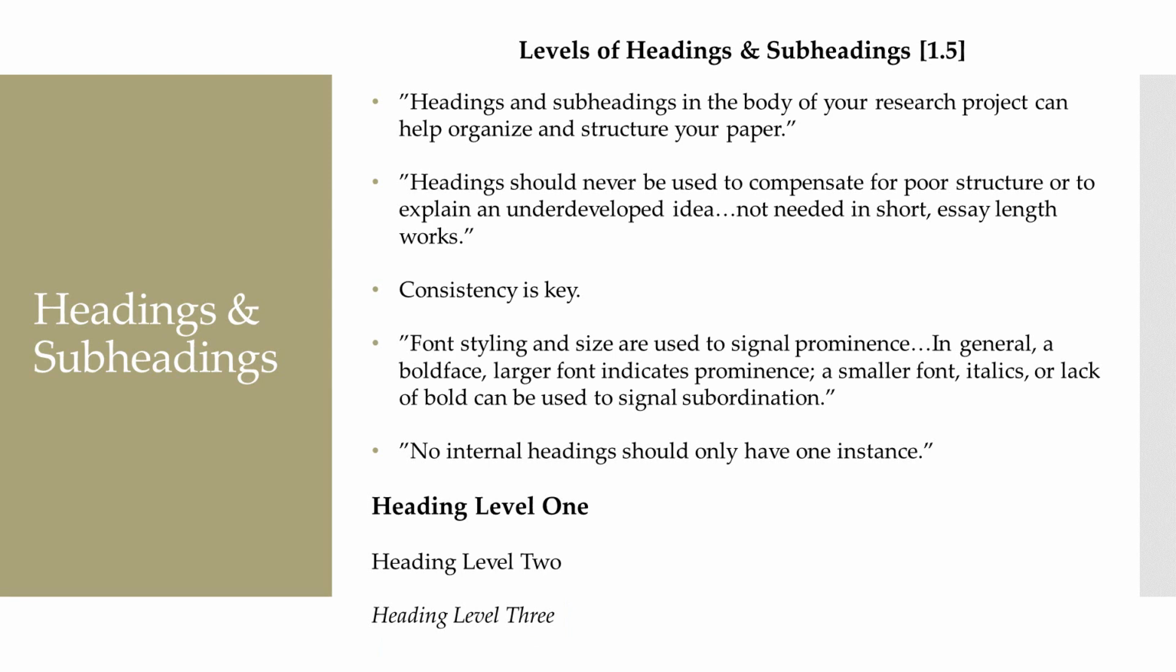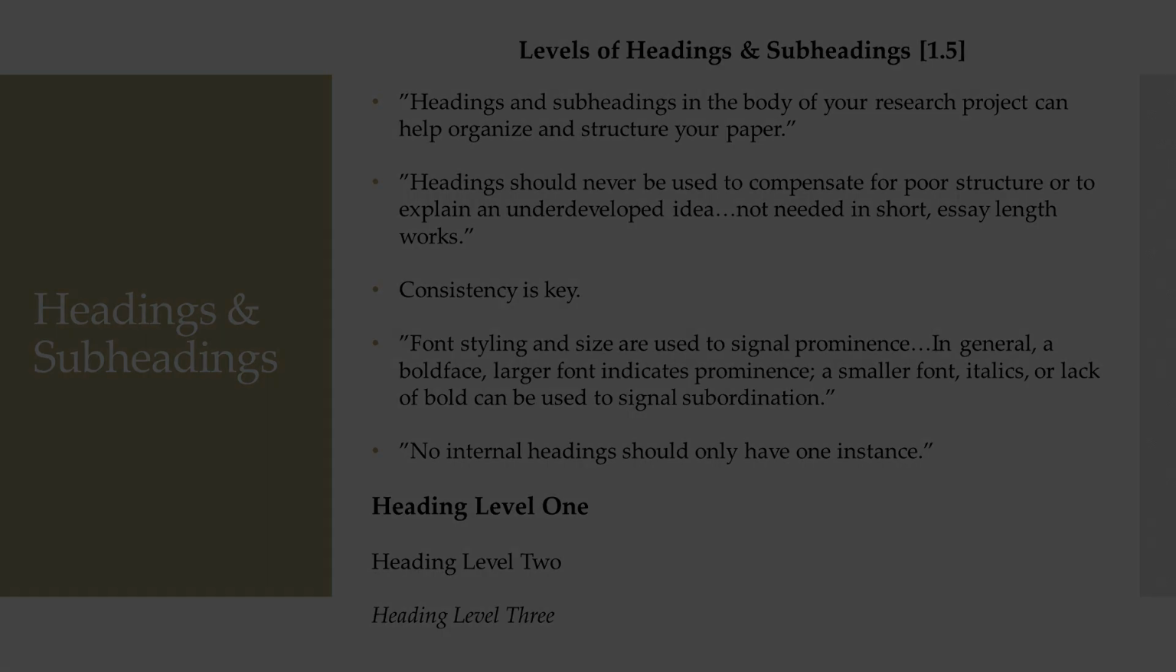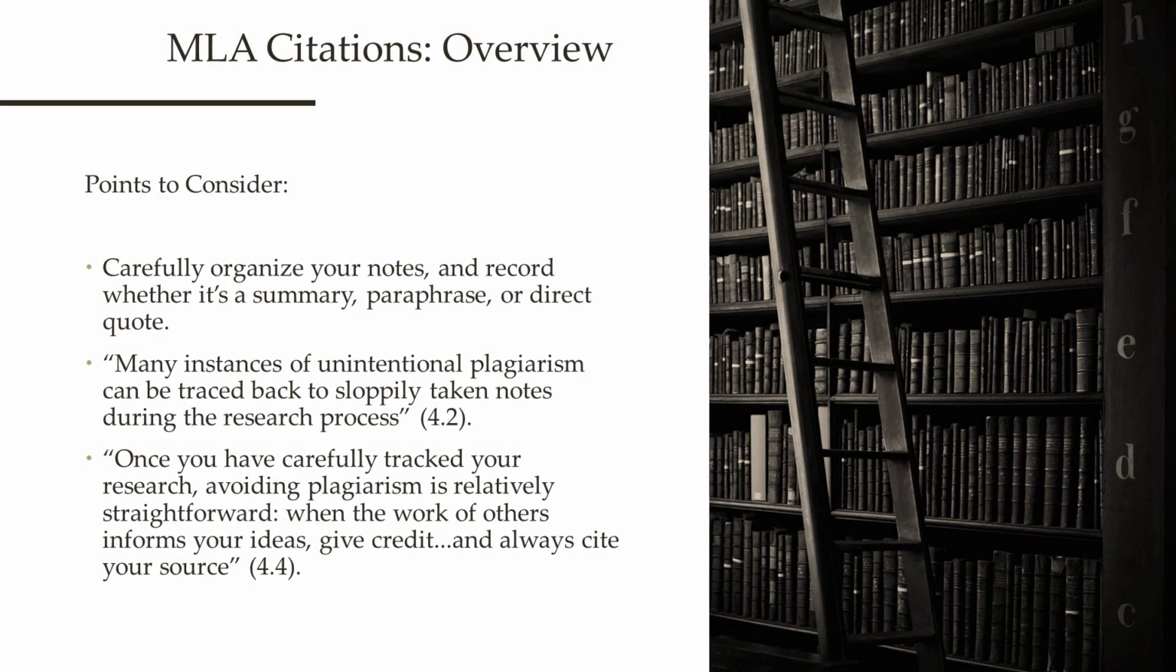Next, we'll look at the general rules for citing an MLA style, starting with the research process. As you gather information needed for your paper, make sure you carefully organize your notes and record whether it is a summary, paraphrase, or direct quote. Many instances of unintentional plagiarism can be traced back to sloppily taken notes during the research process. Once you have carefully tracked your research, avoiding plagiarism is relatively straightforward. When the work of others informs your ideas, give credit, and always cite your source.